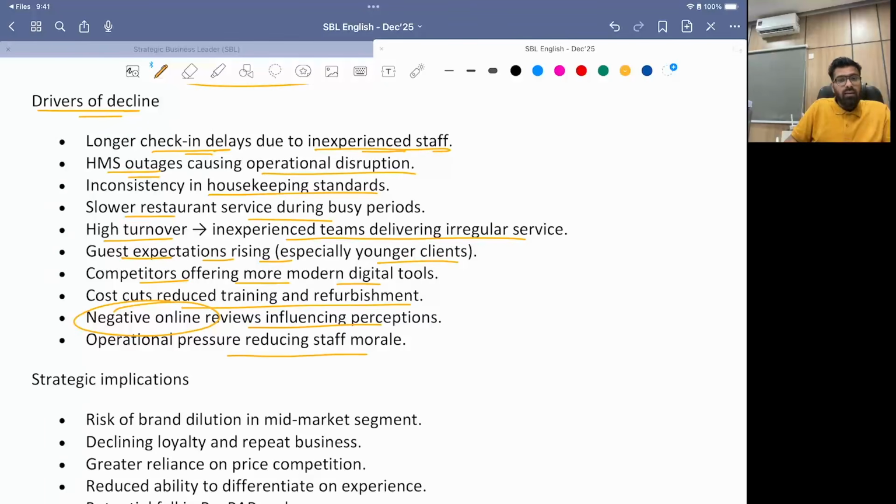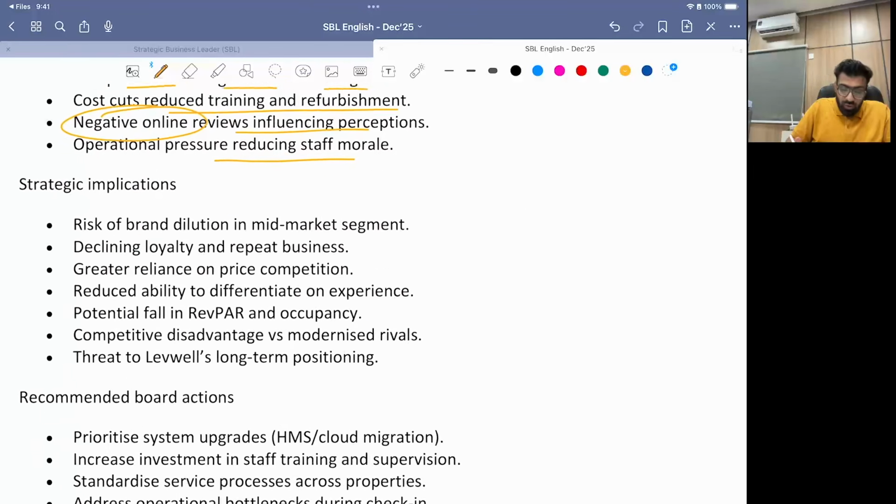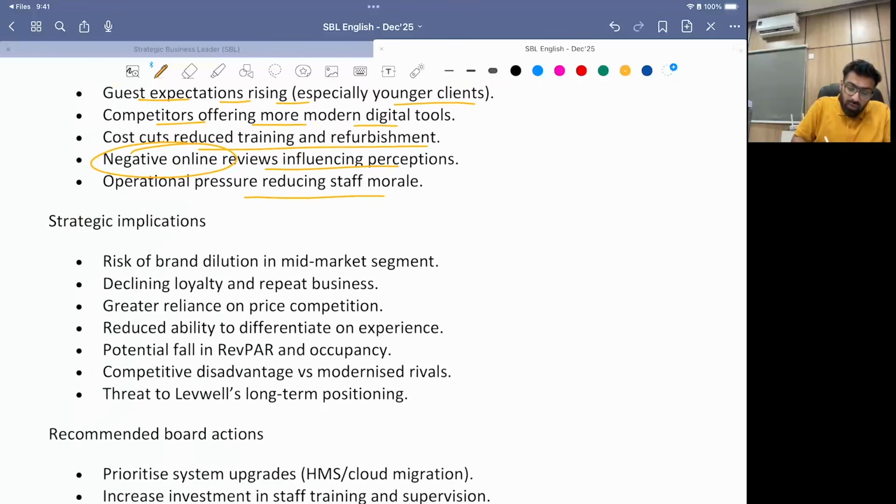Operational pressures, huh? So what's its strategic implication? We are diluting our brand. We are declining in loyalty. We have greater reliance on price competition, reduced pricing power, and a competitive disadvantage versus modernized rivals. Now our competitor is far more ahead than us.